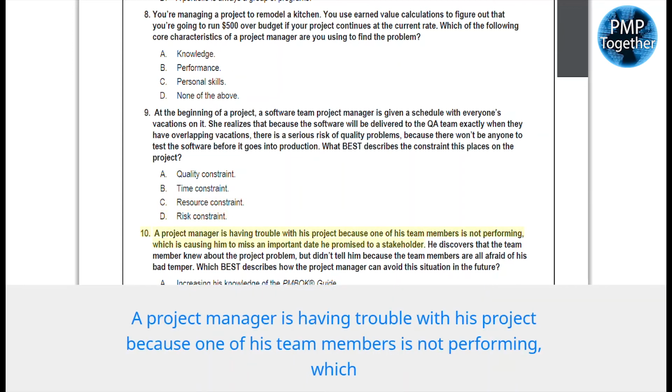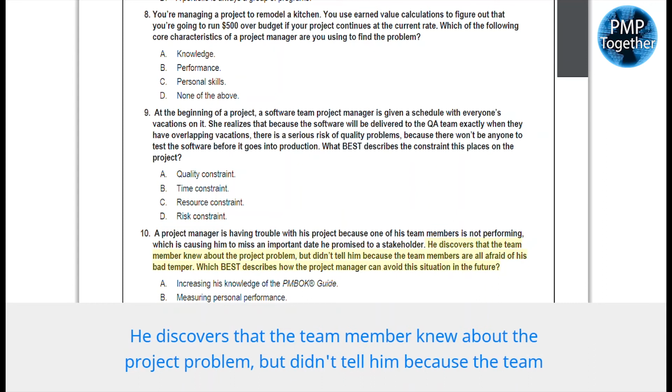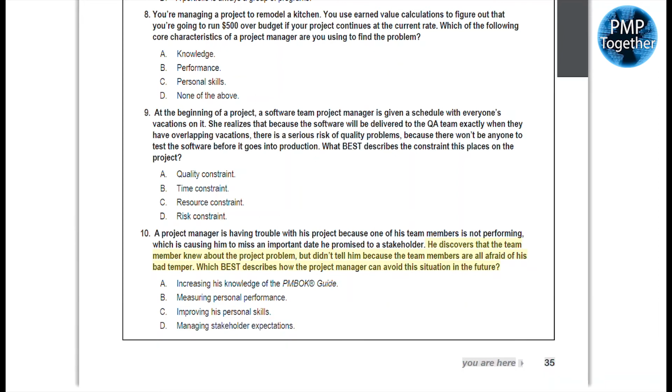10. A project manager is having trouble with his project because one of his team members is not performing, which is causing him to miss an important date he promised to a stakeholder. He discovers that the team member knew about the project problem, but didn't tell him because the team members are all afraid of his bad temper. Which best describes how the project manager can avoid this situation in the future? A. Increasing his knowledge of the PMBOK Guide. B. Measuring personal performance. C. Improving his personal skills. D. Managing stakeholder expectations.